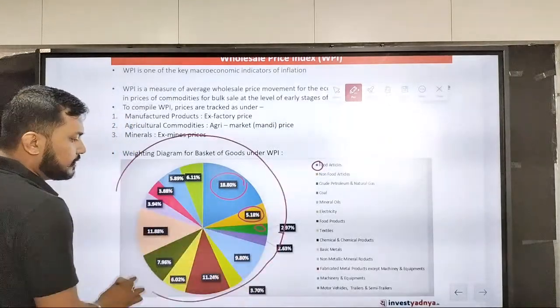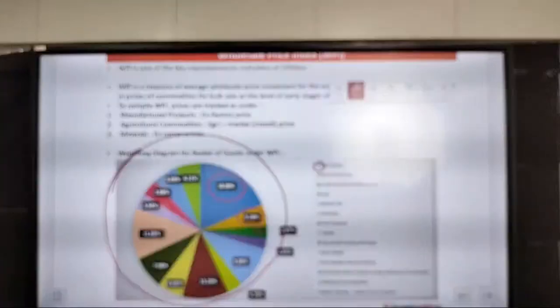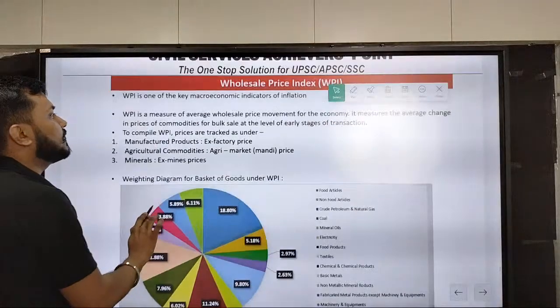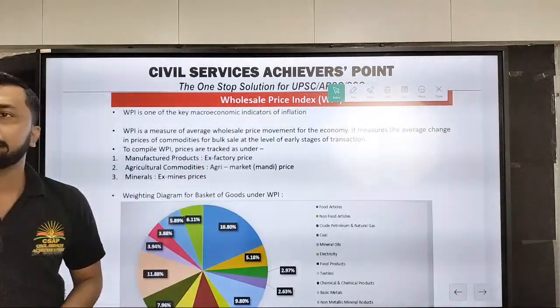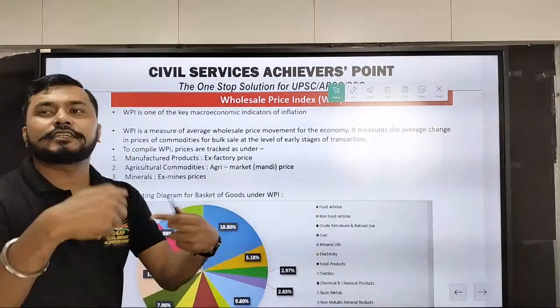So there is a chart given here with pie diagrams, which is defining why WPI is also very important in the context of India. Therefore it is one of the key macroeconomic indicators of inflation. So what is inflation, sir?